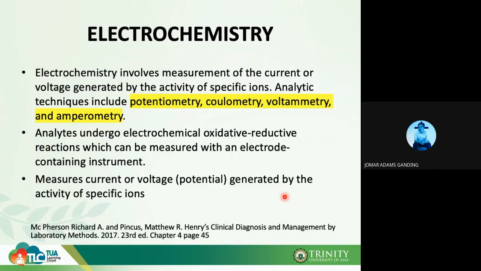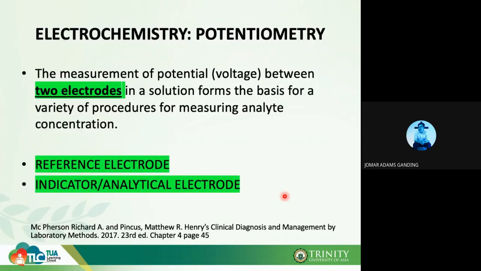So let us go now to the first one, which is your potentiometry. In potentiometry, the measurement of potential or the voltage between two electrodes in the solution is the basis for the variety of procedures for measuring analyte concentration. So meaning to say, we have two electrodes. And what are those electrodes? We have your reference electrode, and we also have your indicator or your analytical or your measuring electrode. We'll get to that later on.